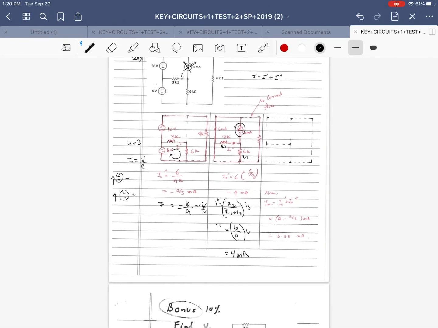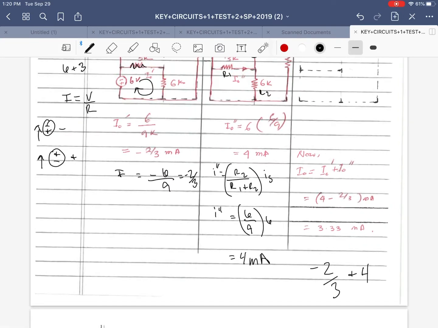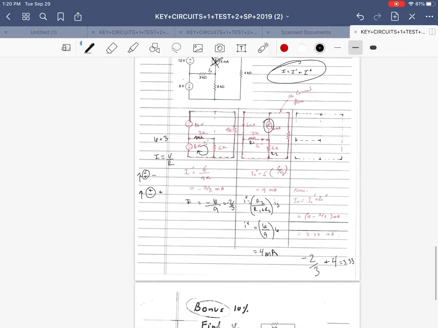And to find the final solution, we add them both up, so negative 2 over 3 plus 4 milliamps is going to equal 3.33.